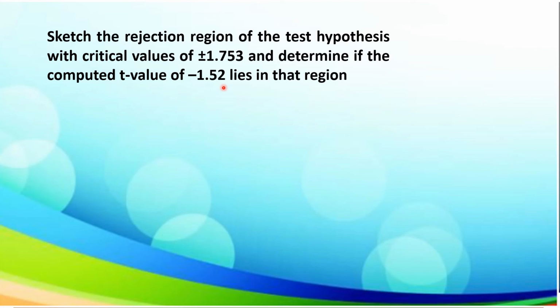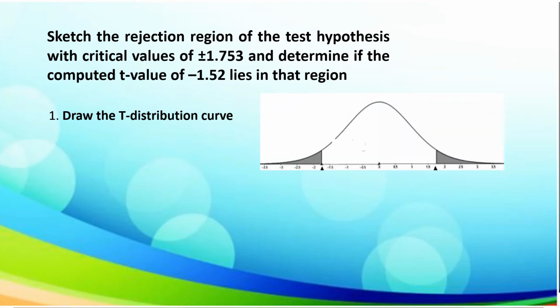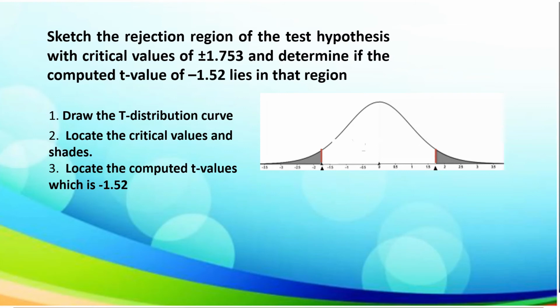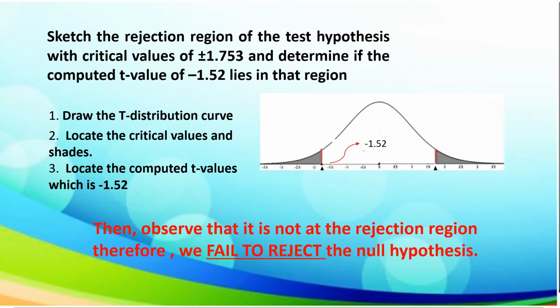The computed value is negative 1.52. First, let us draw the t-distribution curve. And then, let us locate the critical values, which are positive and negative 1.753. And locate now our t-value, which is negative 1.52. Here, we're going to observe that negative 1.52 falls on the unshaded region. Therefore, this illustration shows that we fail to reject the null hypothesis.